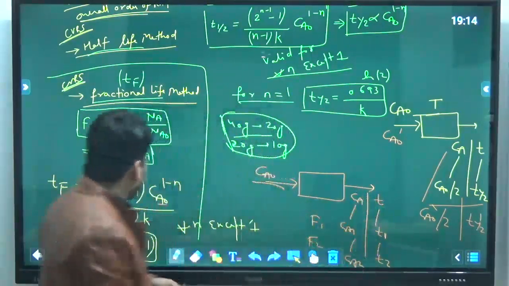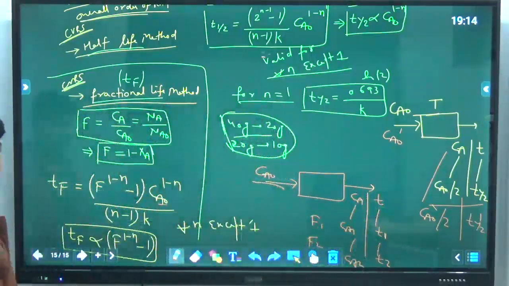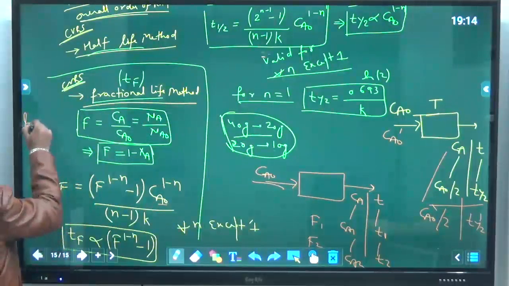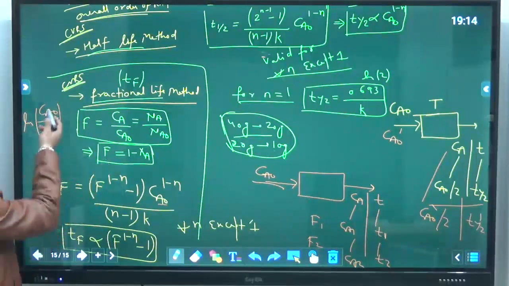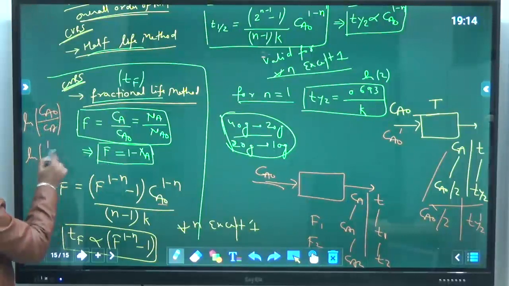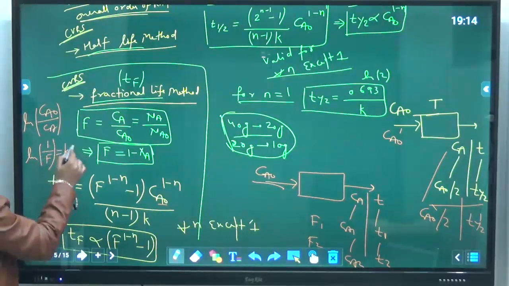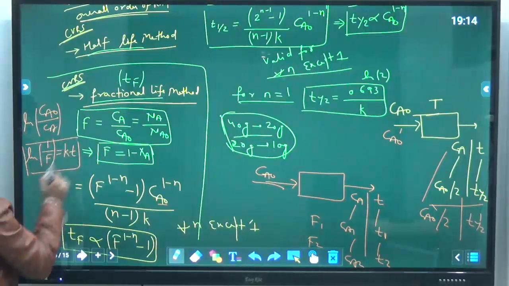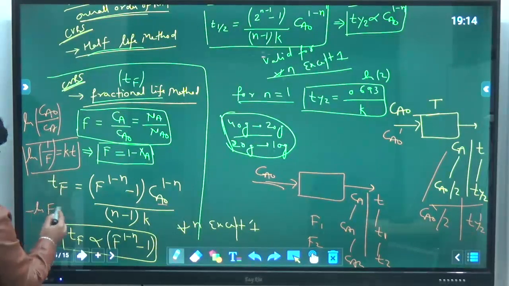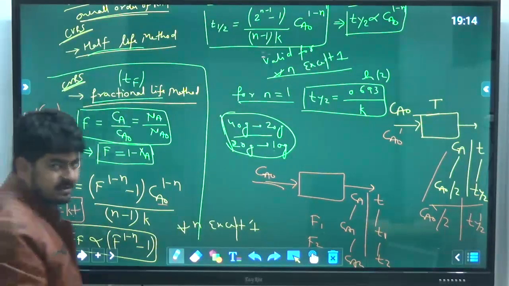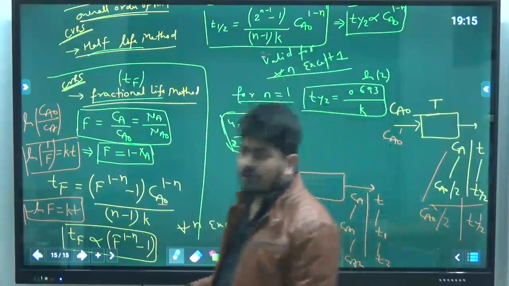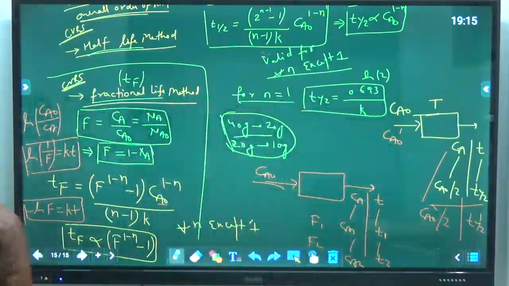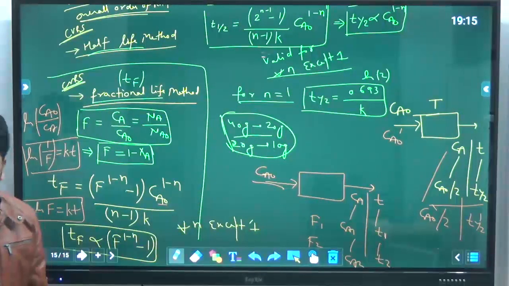Okay, anyways, so for a first order reaction, what will be the thing? For a first order reaction, we know that the kinetic equation is ln Ca0 over Ca is equal to Kt. So Ca0 over Ca means ln 1 upon F is equal to Kt, or you can say minus ln F is equal to Kt. This is the fractional life method for a first order reaction. Okay, so this is all about the methods to calculate the order of reaction, the overall order of the reaction. On this we have got so many questions in previous year papers.